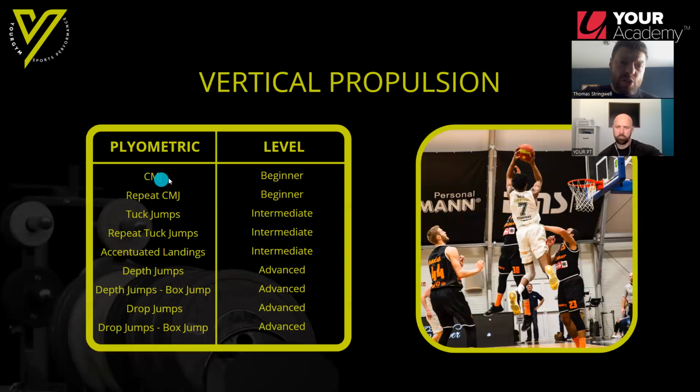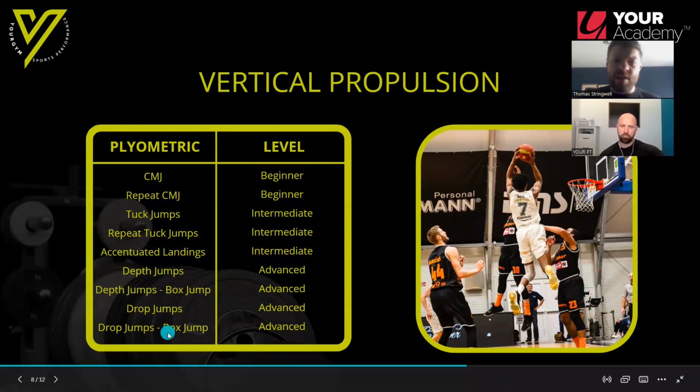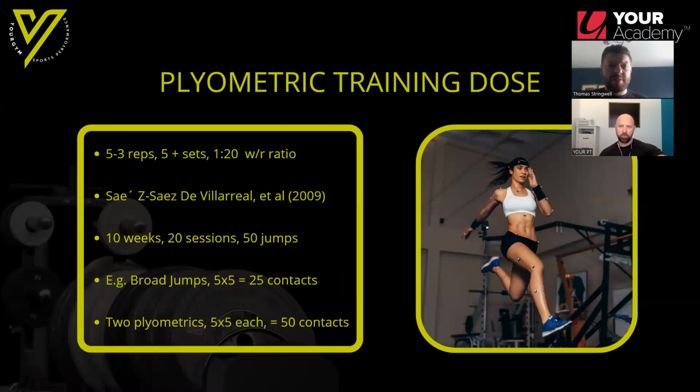So hopefully that's giving you some idea of how we can progress, at a basic level, some vertical plyometrics. Now, this is what the research shows in regards to optimal dose: 10 weeks, 20 sessions, 50 jumps per session. So let's just think about that.